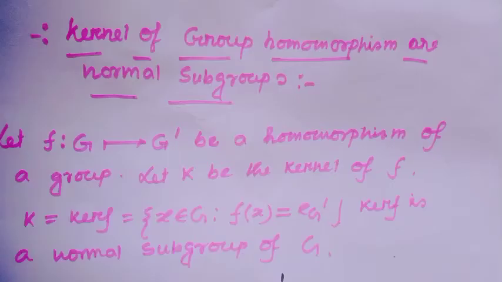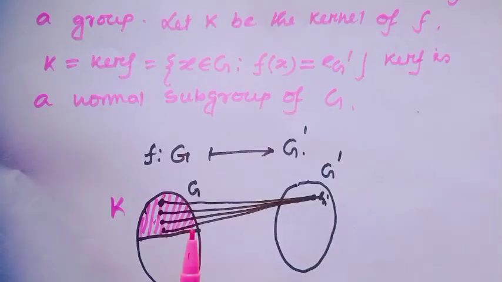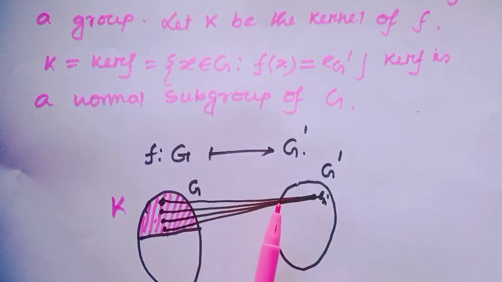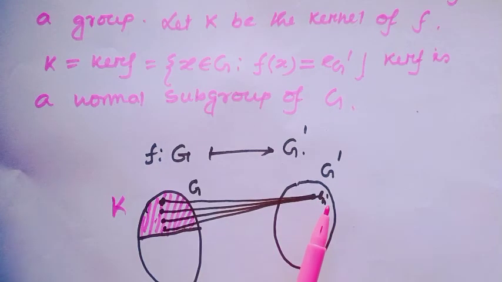Okay, I have seen kernel as a subgroup of G. Now I will see kernel as a normal subgroup of G. And why is the kernel a normal subgroup? Let's see. Let's consider a mapping f from G to G dash, and K be the kernel of the group G. That means all the elements of the subgroup K map to the identity element of G dash.